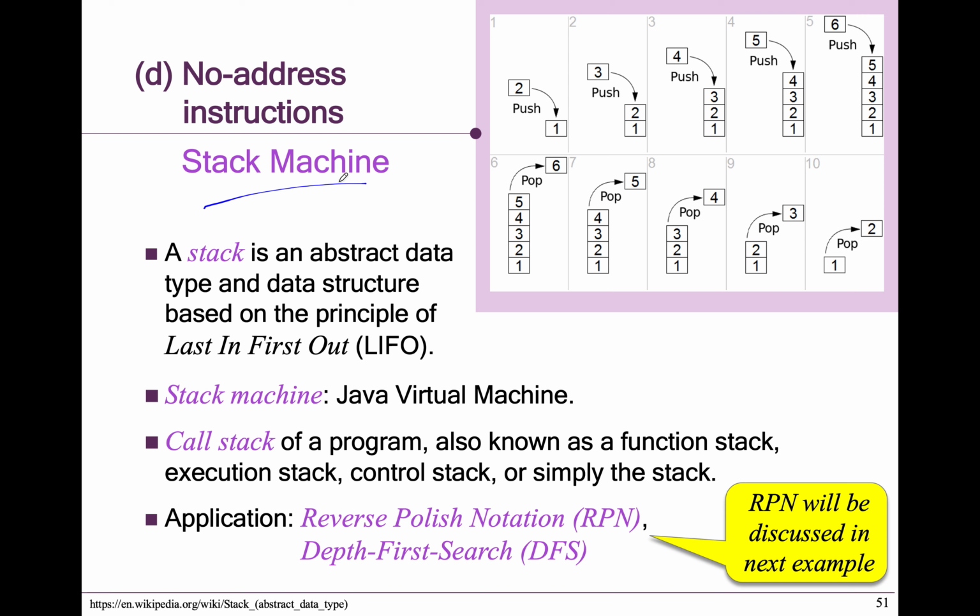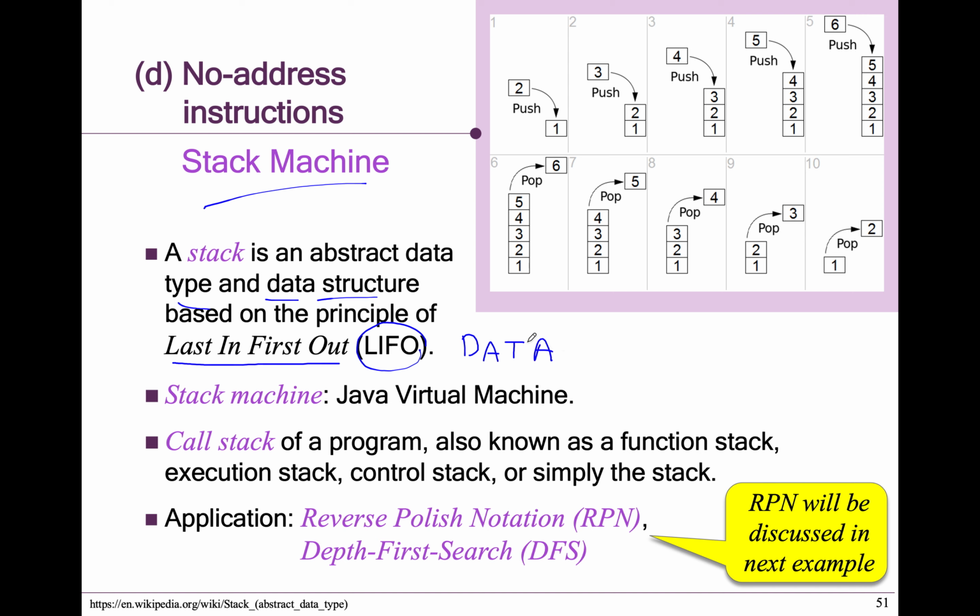A stack is an abstract data type data structure based on your last in first out, which is LIFO. This one I already explained several times. What will happen, I give you a different example. Let's say you're going to key in data.